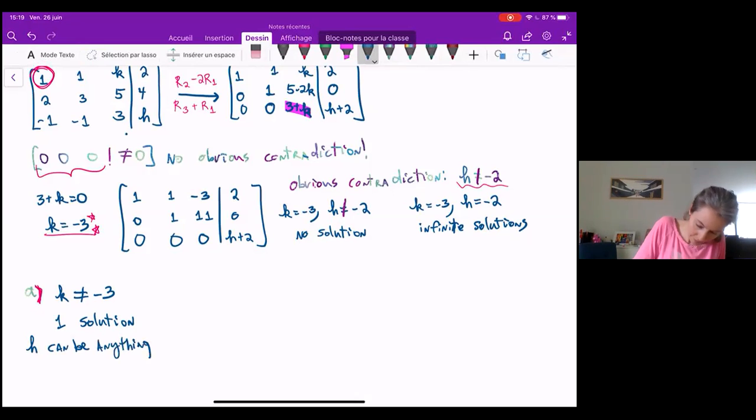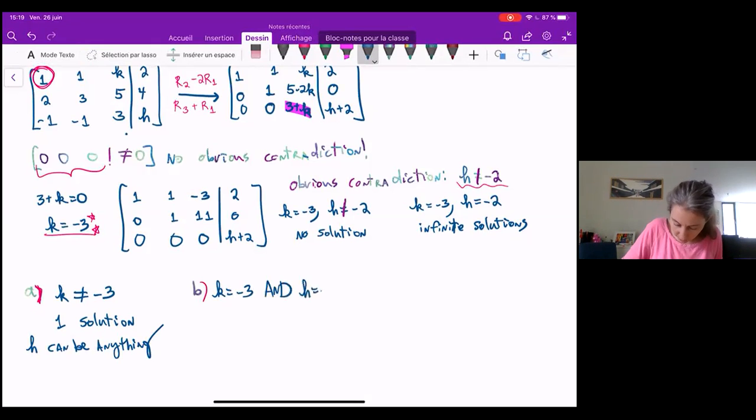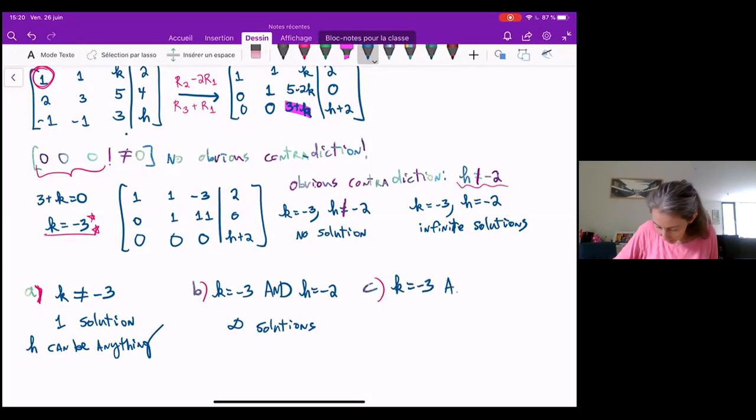Now B was my infinite solutions. So here, this happened when K was equal to negative 3 and H is equal to negative 2. So that's infinite solutions. And C happened when K was equal to negative 3 and H was not negative 2. That's my no solution. And that is my final answer.